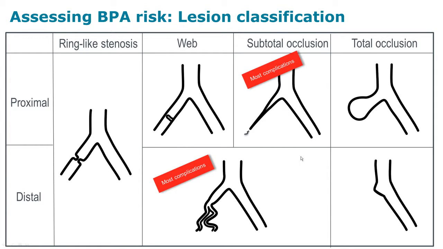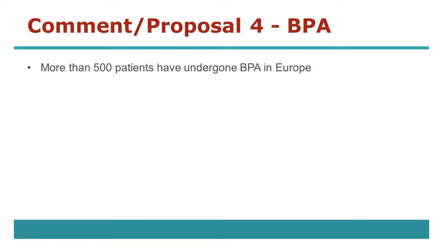And subtotal and tortuous turned out in this large patient group as the most complicated and complication-prone lesions. So we have to bring that into our calculation of what we do with our patients, whether we do BPA or not. So summarizing this, more than 500 patients have undergone BPA in Europe to date.